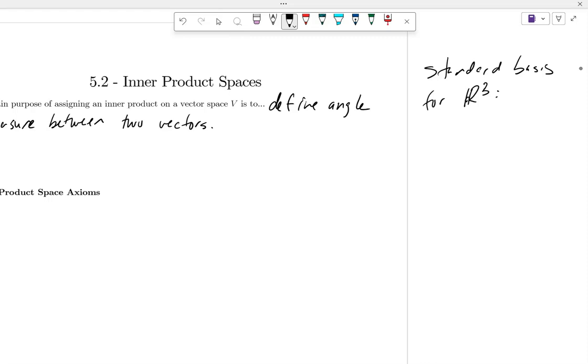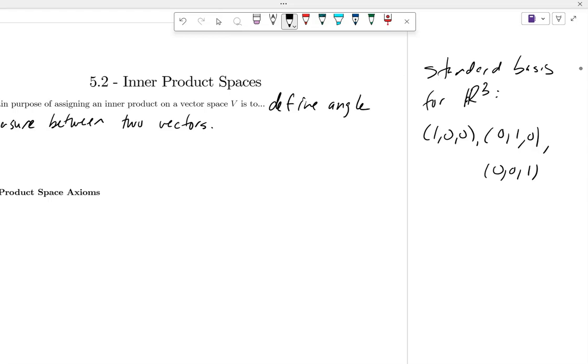Not a trick question. What do we use for the standard basis? Yeah, it was 1, 0, 0, 0, 1, 0, 0, 0, 1, right? Use the 1 in the first component to generate your x coordinate. Do the same thing for the y coordinate. Do the same thing for the z coordinate, right? Okay.